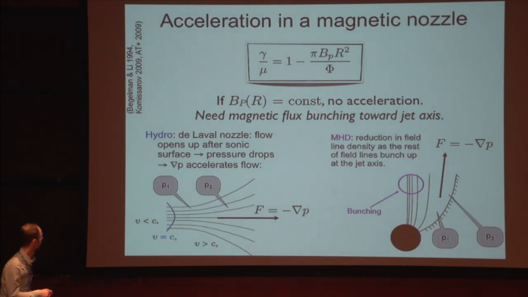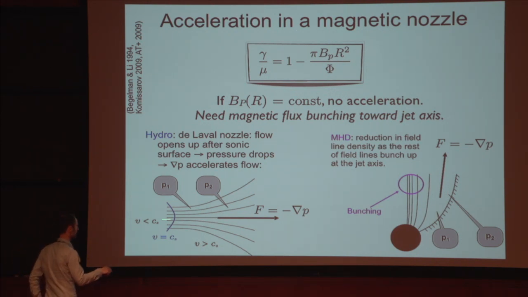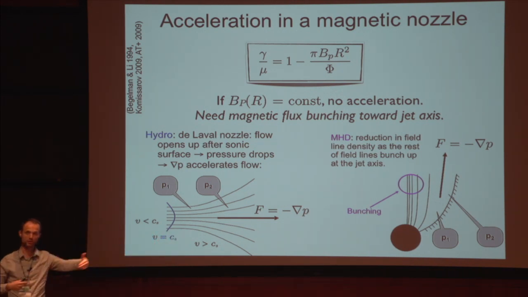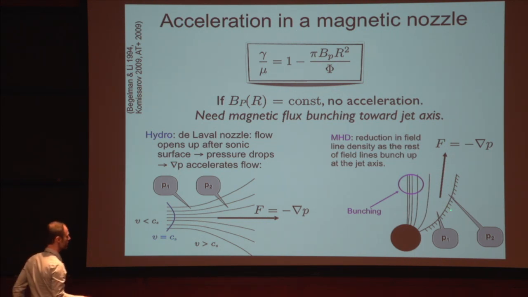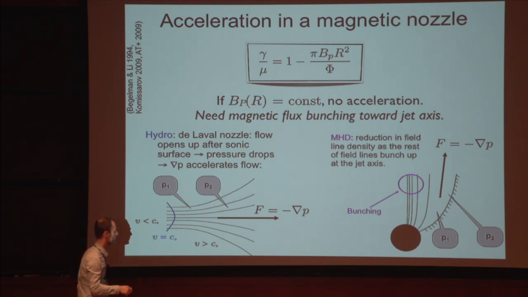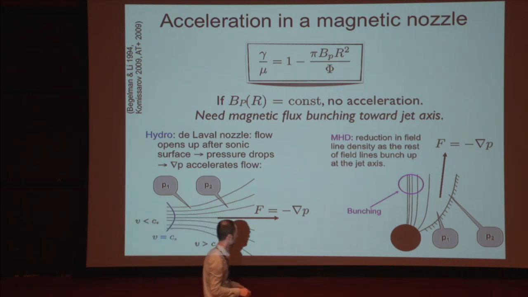So how do hydroflows do that? As I already discussed, if we have a hydrodynamical nozzle, in order to accelerate, you need to expand. So that's why the nozzle cross-section increases as you go forward. The pressure gradient pushes you out. Here, just expanding is not enough. You need to expand in a non-uniform way.